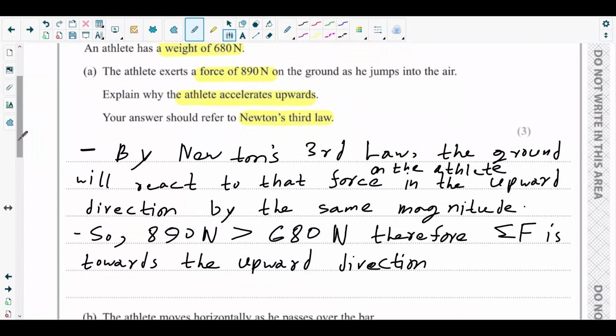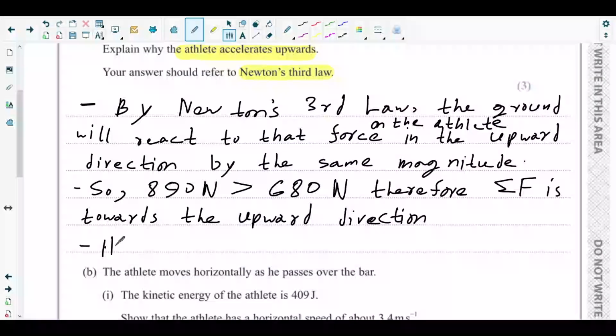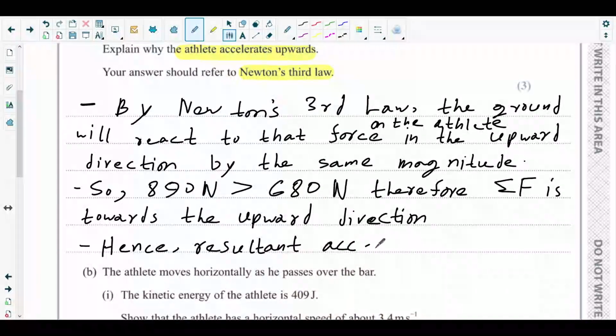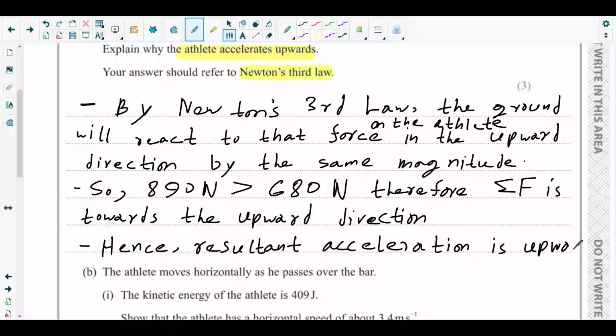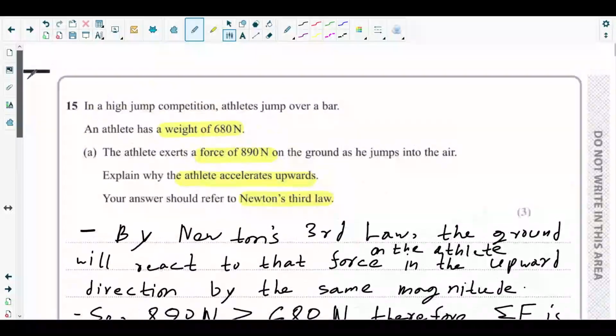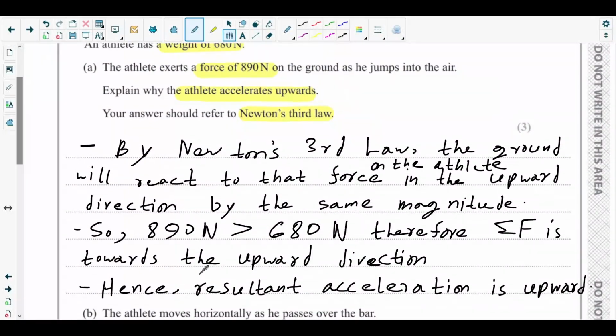Hence, the resultant acceleration will be exactly towards the direction of the resultant force, which is upward. That's the answer for number 15A.